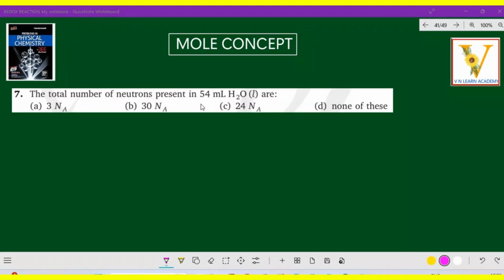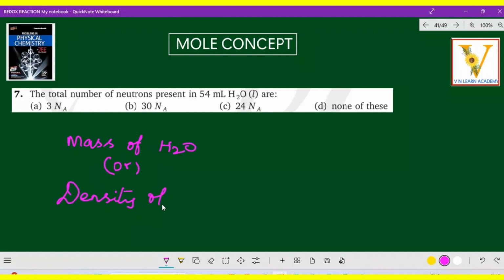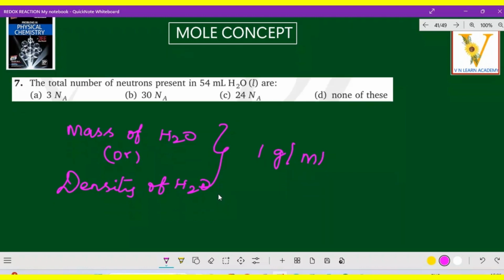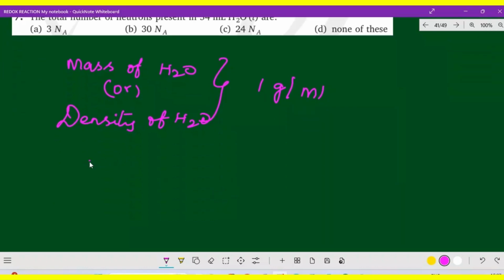In the next question, they're asking for the total number of neutrons present in 54 ml of water. First, let us identify the mass of water. Mass of water, another name, density of water. Density of water is generally 1 gram per ml. Density equals mass by volume, so mass equals volume into density.